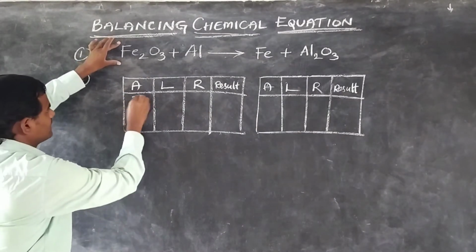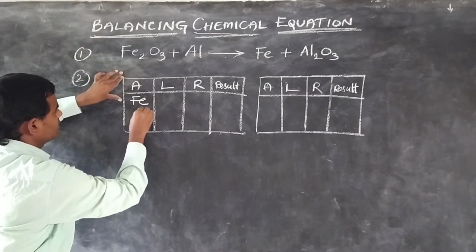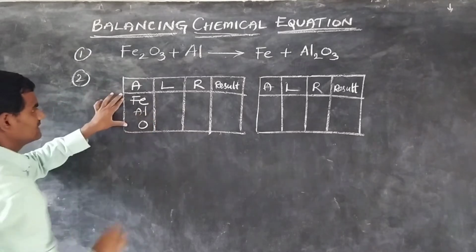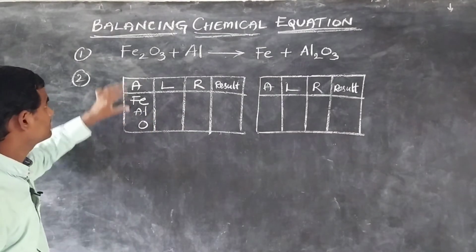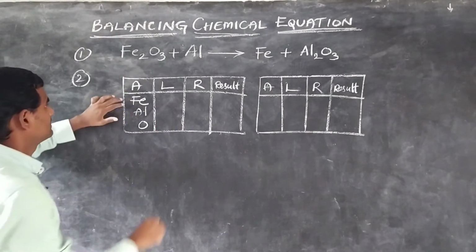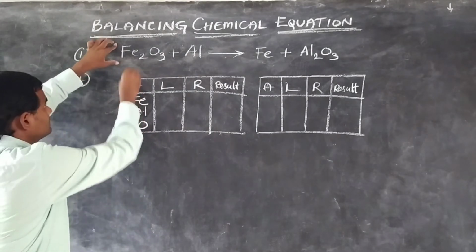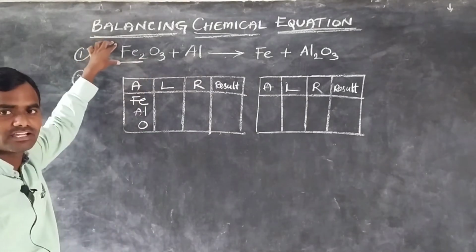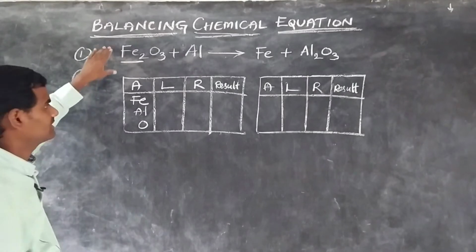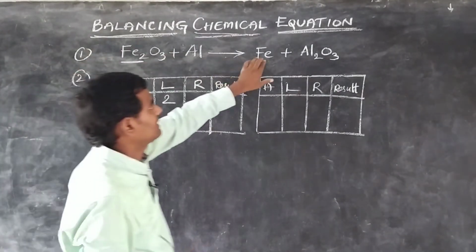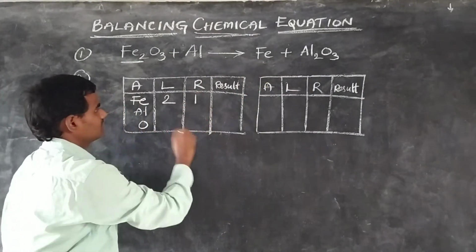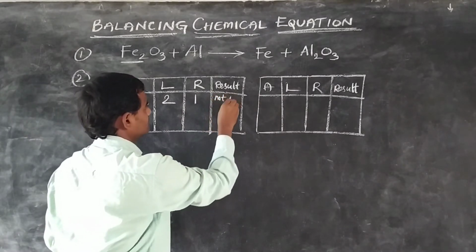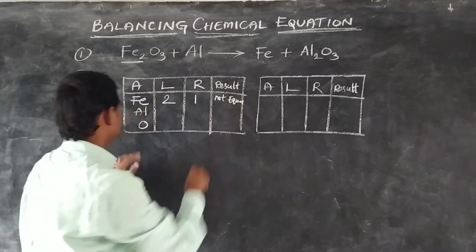It contains iron, aluminium, and oxygen. These three are the atoms present in this equation. Now first we will check with iron. The number of iron atoms on left hand side are 2 and right hand side are 1. It means it is not equal. So we have to balance iron.